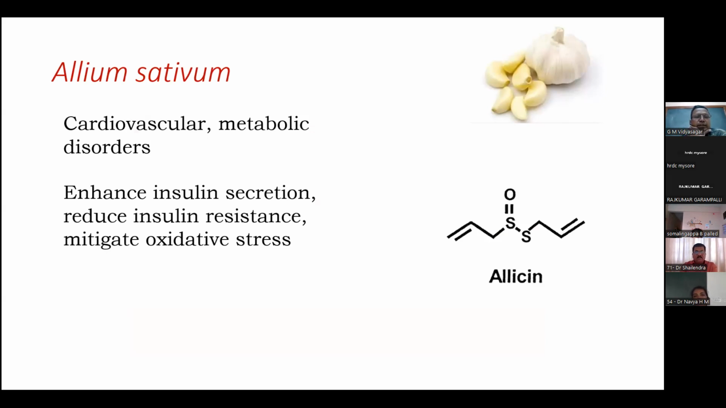Then Allium sativum. Another very common plant, important for cardiovascular and heart disorders, because people are using this particular plant as a blood thinner, because of the presence of allicin. And in addition to this property, it is also used in reducing the diabetic condition, as it enhances the insulin secretion and reduces insulin resistance.